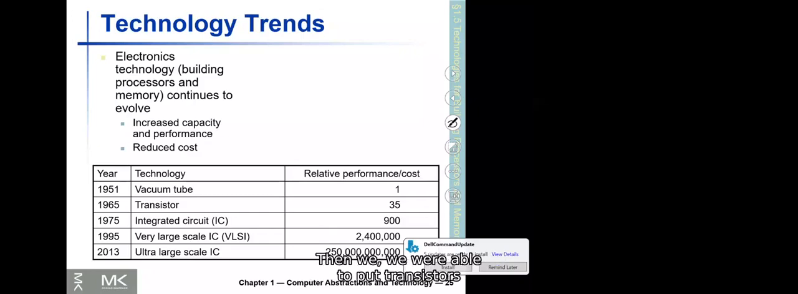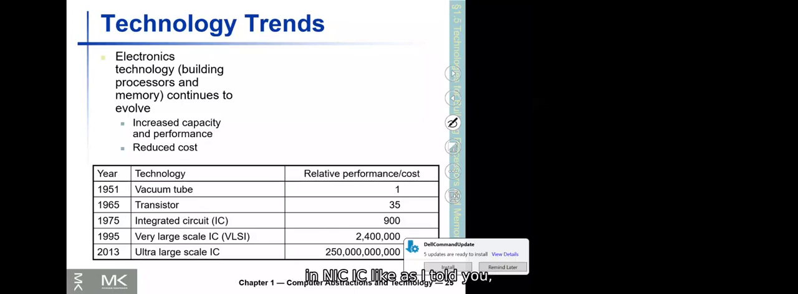Then we were able to put transistors together and make integrated circuits consisting of, let's say, 1,000 transistors. So this was the era of IC, integrated circuits. Then the technology improved, and we had very large scale IC, more than a million transistors in an IC.